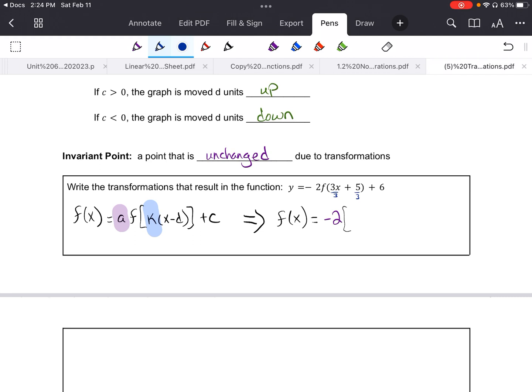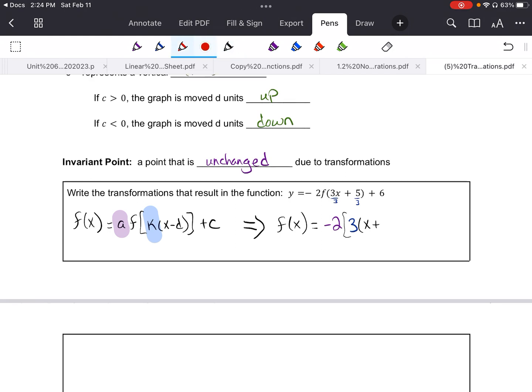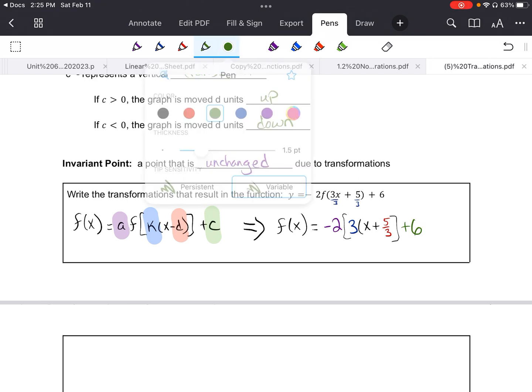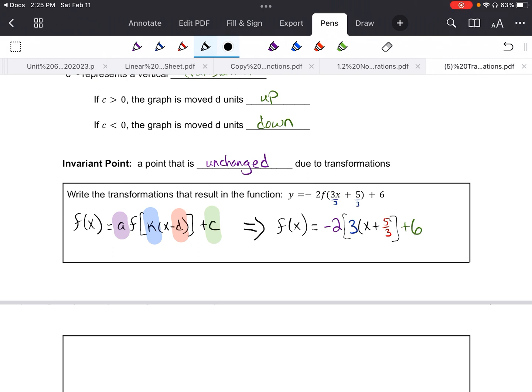And we're going to get a k value of 3 and a d value of 5 over 3. And then finally, our c value stays unchanged, and it is a plus 6. And sorry, I forgot a bracket in here to close that off.